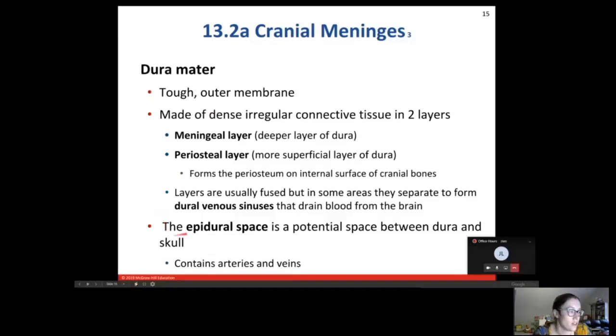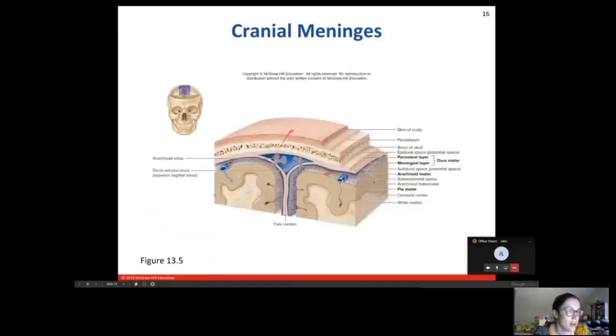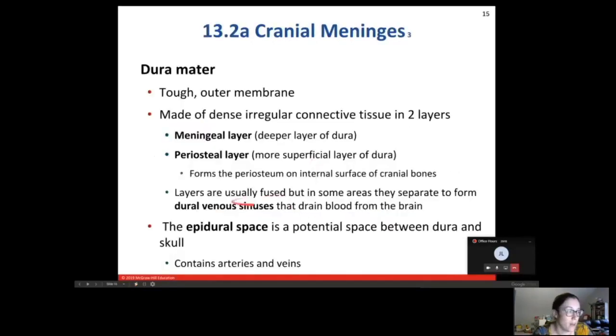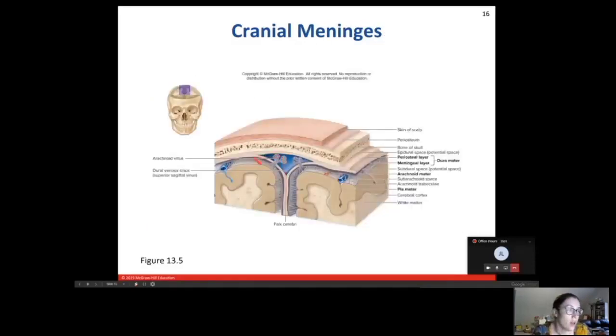Now, outside of the dura mater, in between the dura mater and the skull, there's another potential space, and that would be called the epidural space. That contains arteries and veins, and if one of the arteries or veins breaks, then you can have an epidural hematoma. We're going to talk a little bit more about the arachnoid villi and arachnoid granulations in just a second.